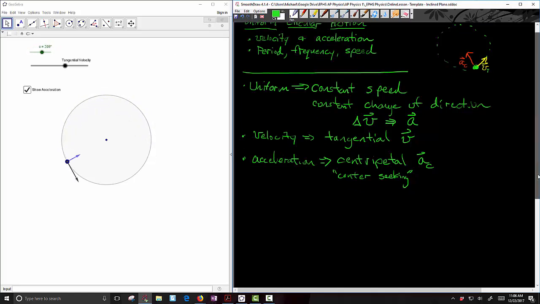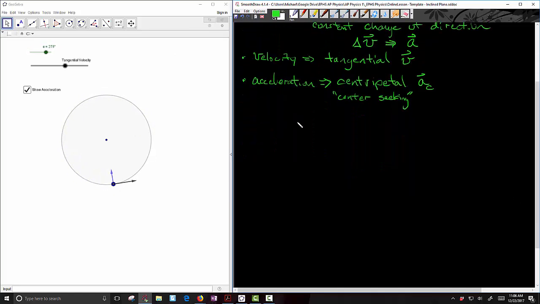All right, so let's get a definition for centripetal acceleration. A_c is going to be v squared, the velocity of the particle squared, divided by r, the radius of the circle. So centripetal acceleration of the object will just be how fast it is moving divided by how far it is from the center.